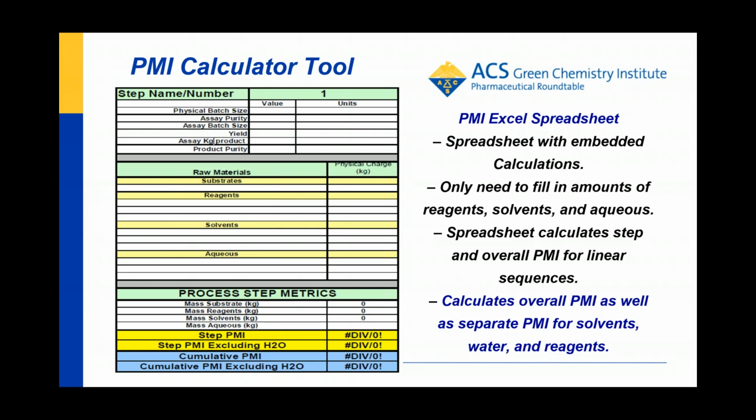You fill in the amounts of reagents, solvents, and the aqueous, and then the spreadsheet will calculate the step and overall PMI for your linear sequences. It'll do each step at a time, and then it will put the whole PMI for the whole synthesis together for you.